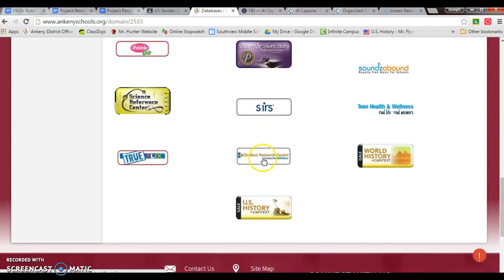But the one I kind of want you to look at right here, down here, is Gale. This is really a good history resource, and since we're going to be focusing on U.S. history, they have a specific U.S. history link for you. Gale is a resource that I actually used almost all the time. Gale and actually SIRS in college a lot. So this is obviously something you're going to use in higher education.